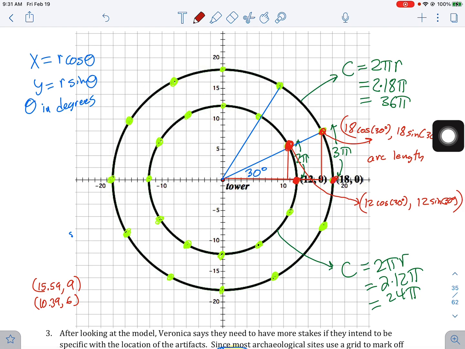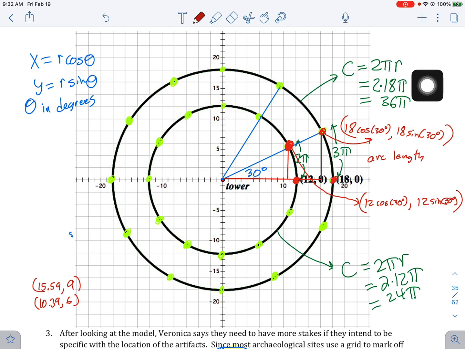So a couple of things here. First thing is we need 12 stakes, right? I'm going to use the 18. So 1, 2, 3, 4, 5, 6, 7, 8, 9, 10, 11, 12. So we split it into 12 equal parts. We know the circumference is 2 pi r. So on the radius of 18, we know the circumference is 36 pi.